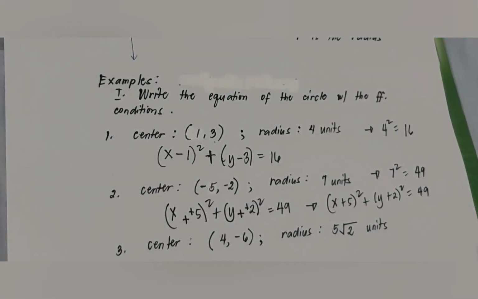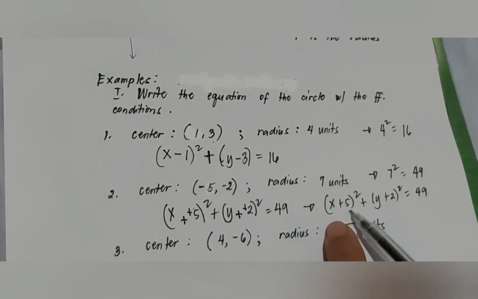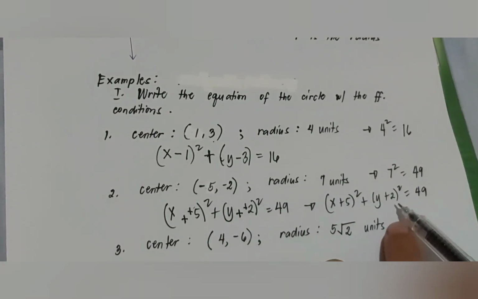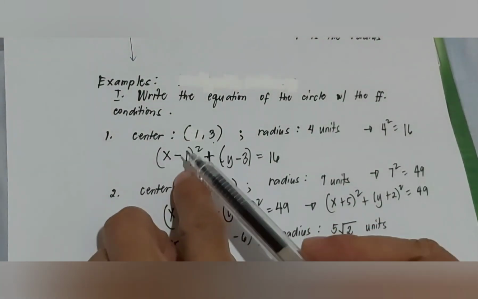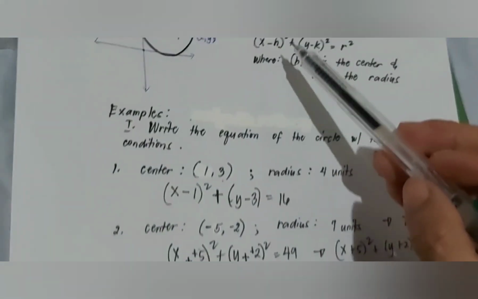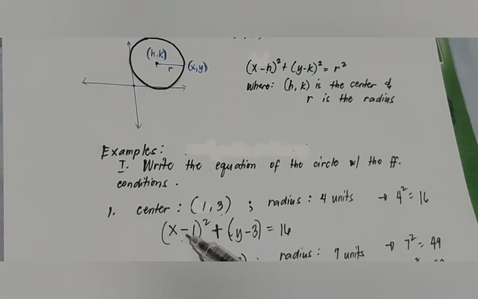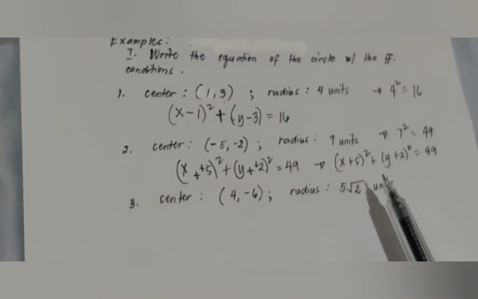So, pwede nyo nang diretso dito. Kung nakita nyo negative 5, so magiging plus 5. Nakita nyo negative 2, magiging plus 2. Kanina, minus pa din kasi positive naman siya. So, kung h minus k, yung minus ay hindi na bago. Minus pa din. Okay? Now, let's move on to number 3.